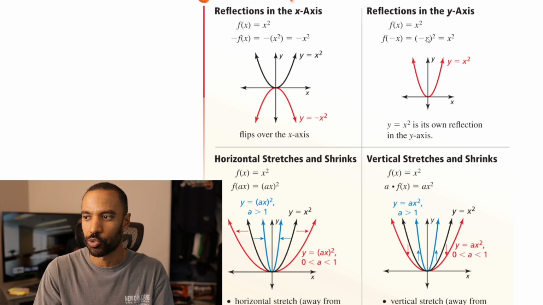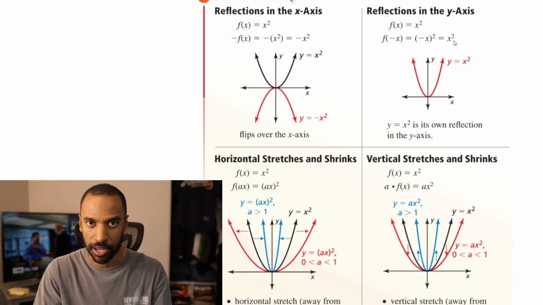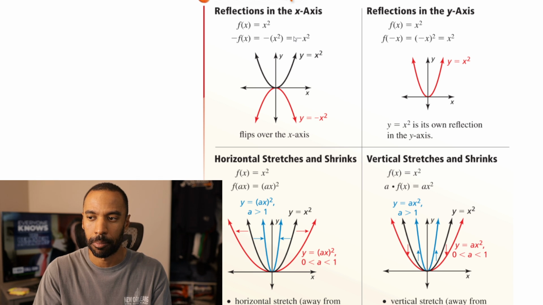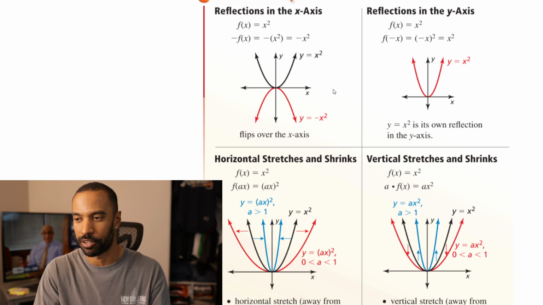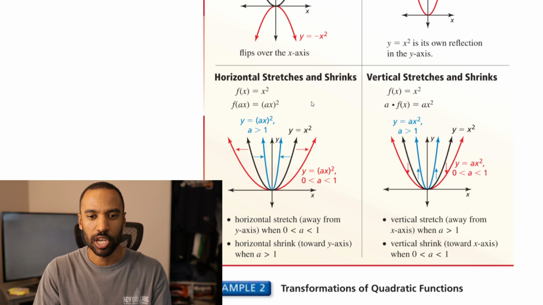But this is what makes it what's called an even function. Squaring a negative turns it positive, whereas squaring a number and then making it negative keeps it negative. There's the difference. I'm going to talk about vertical first.